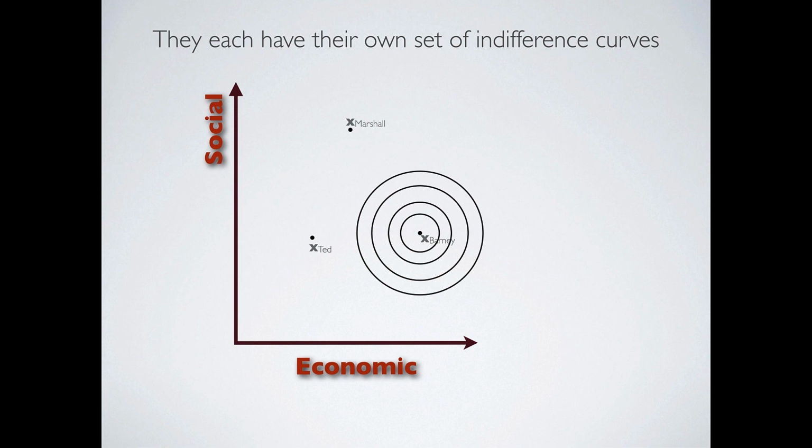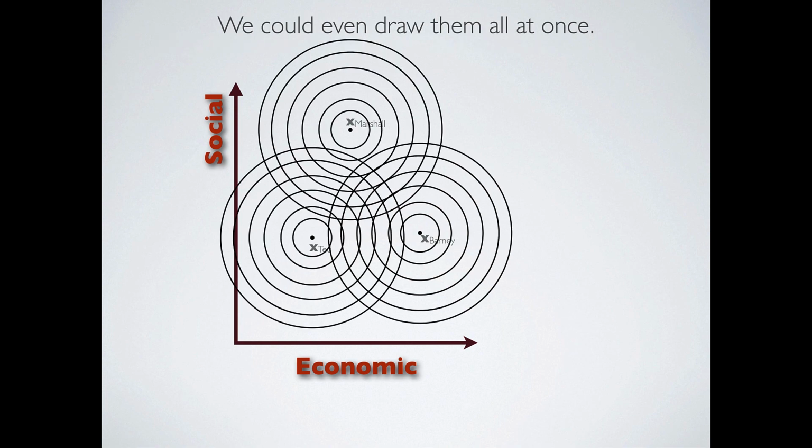Now, in some more sophisticated models, some of the ones that I use in my research, it does matter what the shape of these things looks like. But for now, we're just going to use these circular indifference curves. All right, and we could even throw all of them on there at once if we wanted to. Now, we're not going to need to do that ever in this class. There's no reason. It just kind of looks kind of cool.